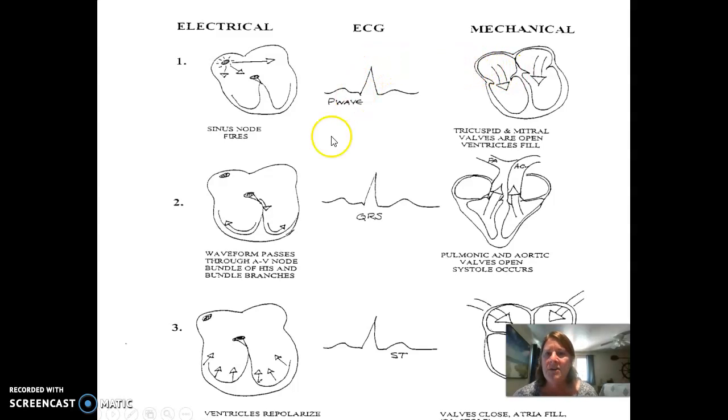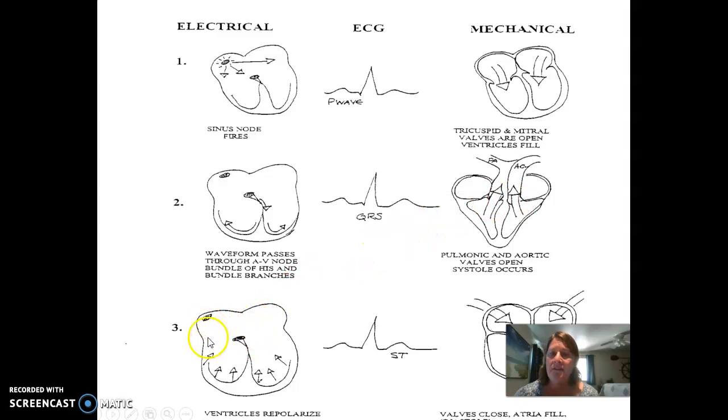Then the impulse is going to travel past, it goes through the AV junction, it goes down the right and left bundles, and that gives us our QRS waveform. That is telling us the ventricles have depolarized. Contraction should happen immediately after. And so what's happening is now our tricuspid and mitral valves close, our pulmonic and aortic open, and the ventricles contract, and we have systole.